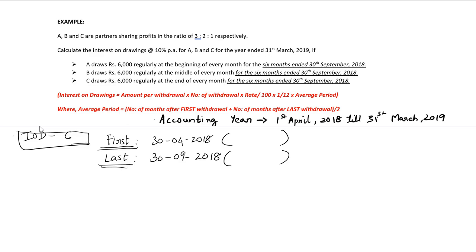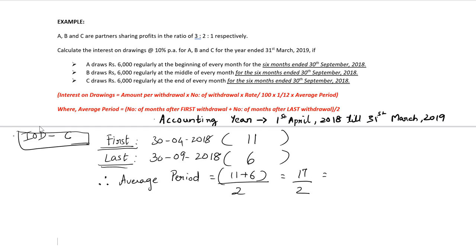Number of months from 30th April 2018 till the end of the accounting period, 11 months, and from 30th September 2018 to 31st March 2019 is 6 months. Therefore, average period is equal to 11 plus 6 divided by 2, which is 17 by 2, or 8.5 months.